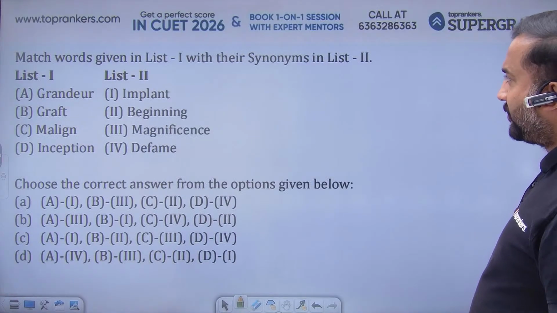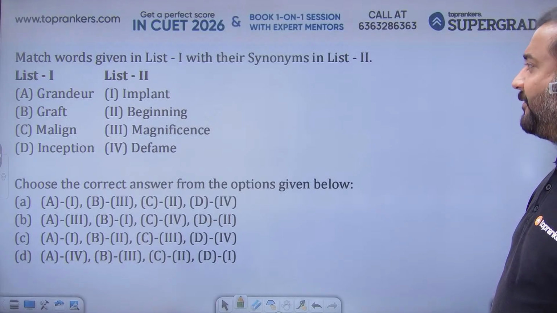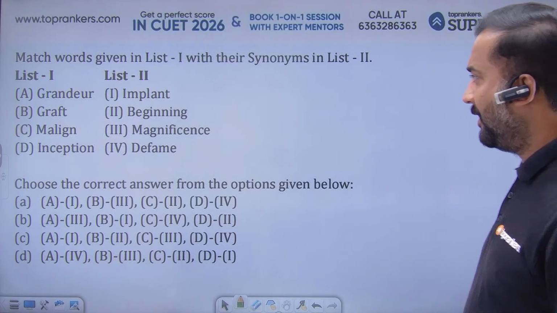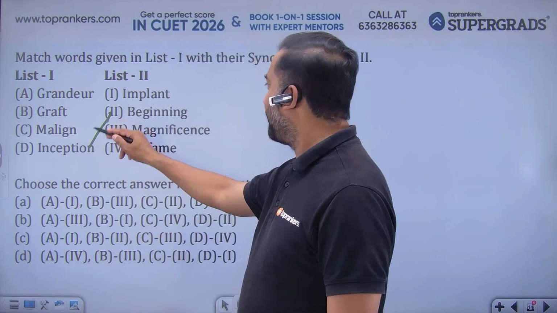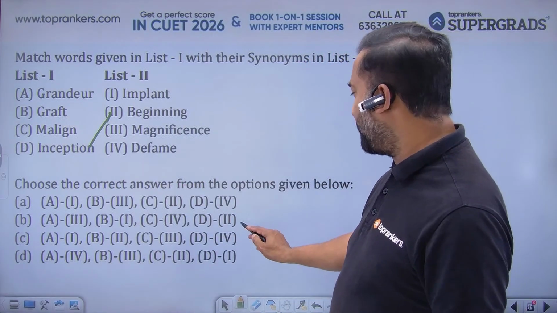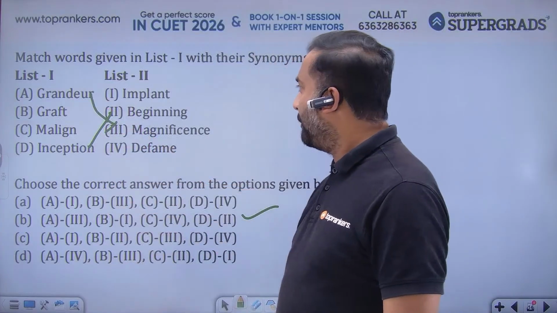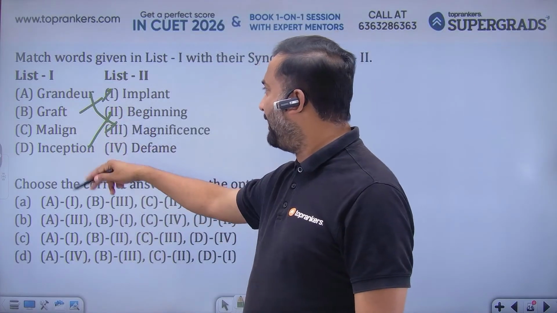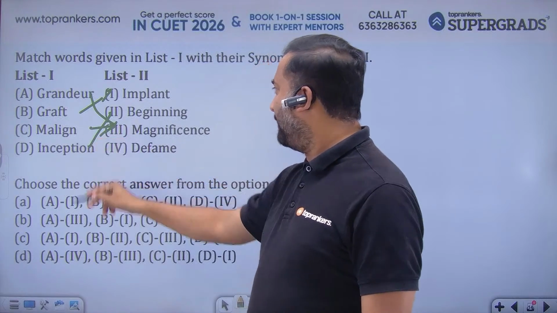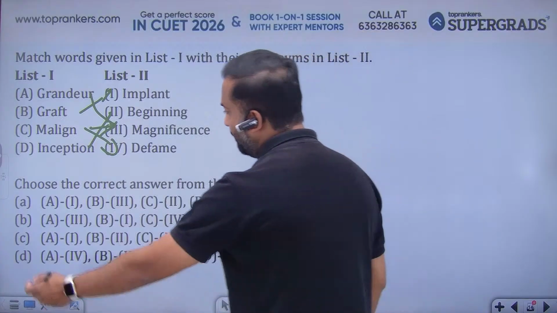Moving on to the next question, we have words like grandeur, graft, malign, inception. So inception is beginning. T2 कहाँ दिख रहा है? सिर्फ एक ऑप्शन में दिख रहा है. That is my answer. Grandeur is magnificence. B1, graft is to implant, and malign is to defame someone. C4. So option B must be correct.